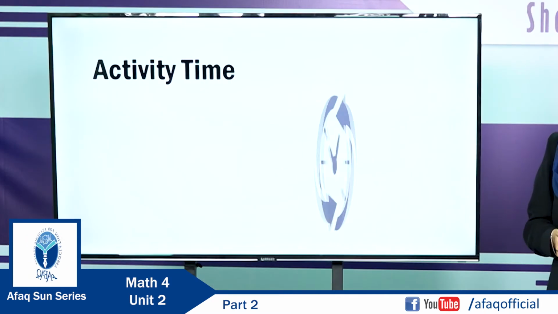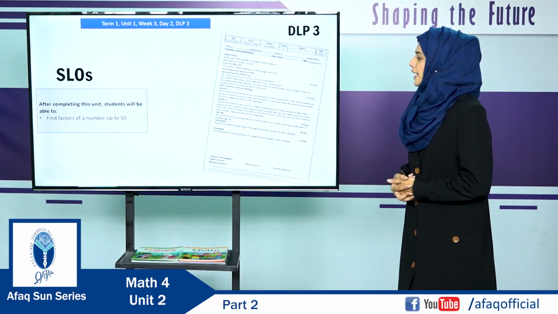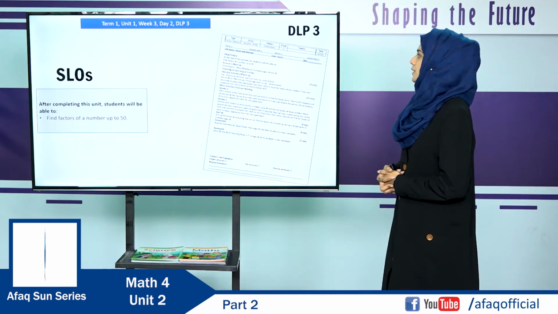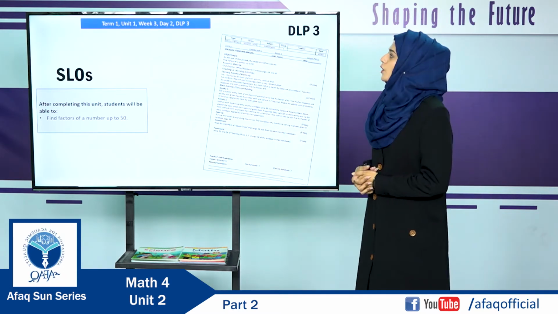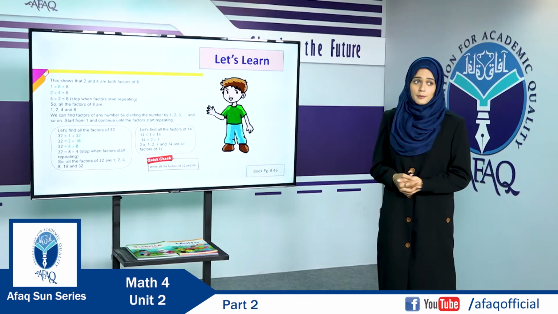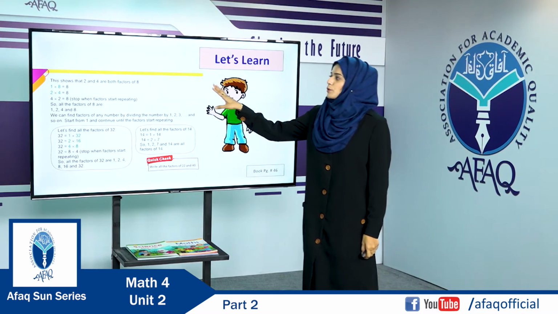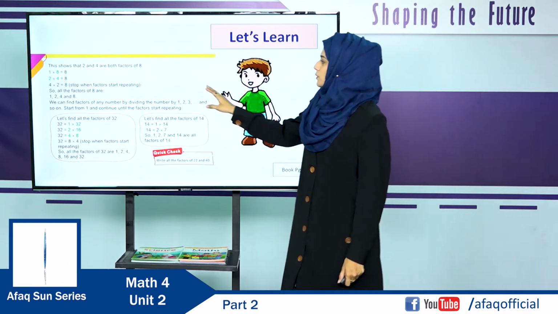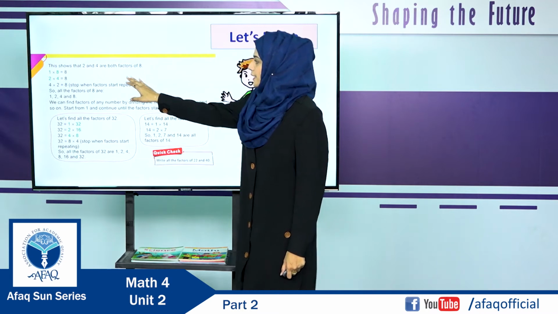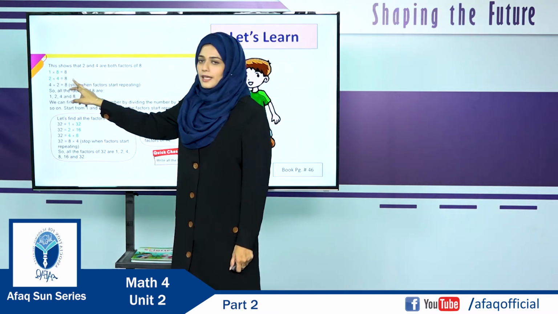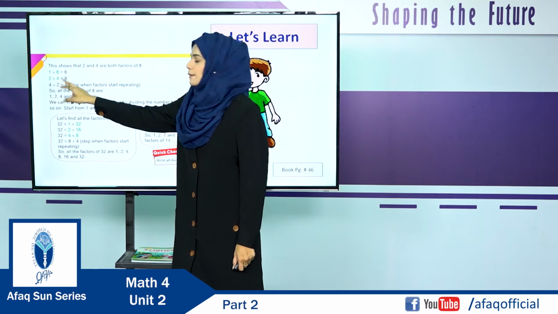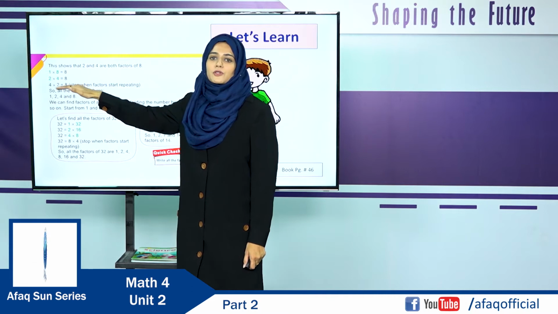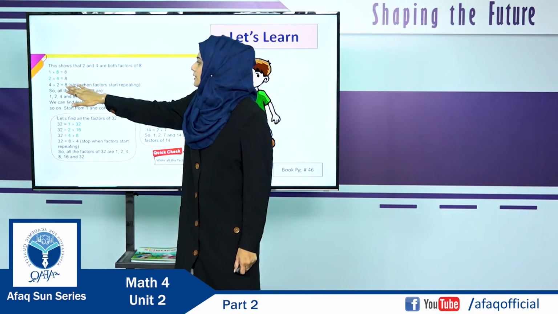It's an activity time. Let's see the activity. We are going to find factors of a number up to 50. To cover this, the methodology has been given in DLP3, which falls in term 1 unit 1 of week 3 day 2. On page number 46, here are some questions about the factors. Let's elaborate the example of this question. Here are the factors of 8. 1 times 8 is equal to 8, 2 times 4 is equal to 8, and 4 times 2 is equal to 8. We have to stop here.